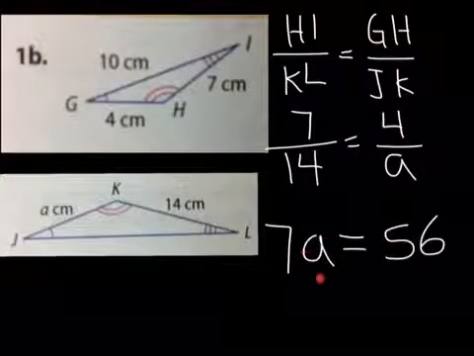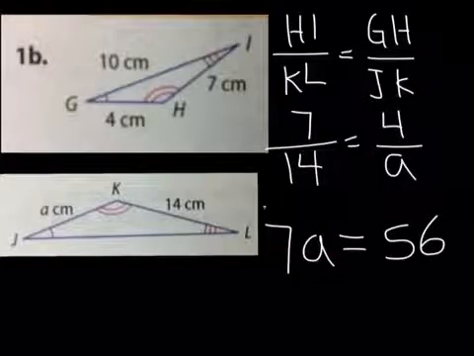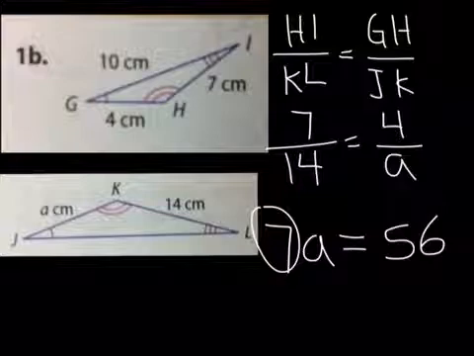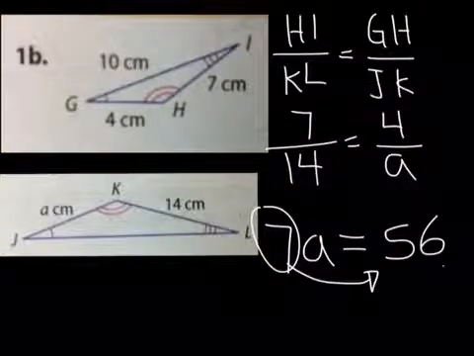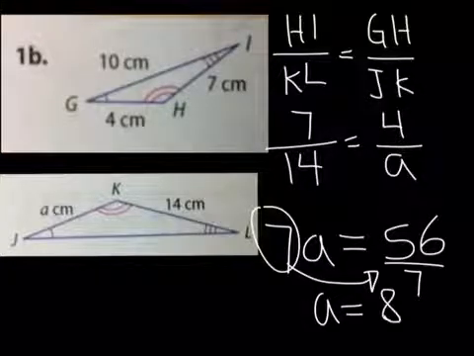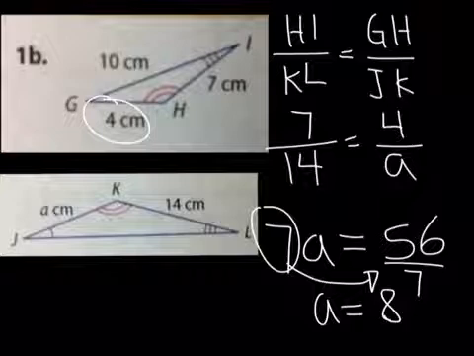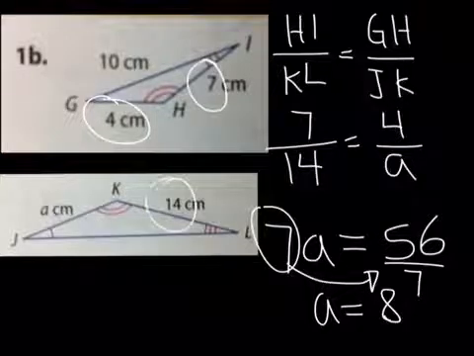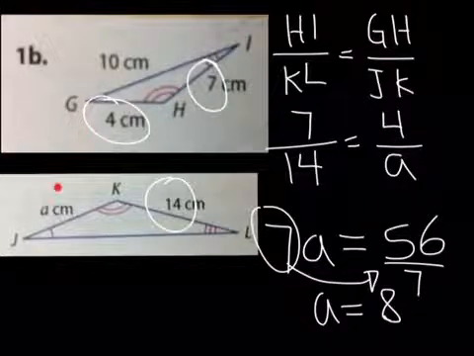And now I need to isolate the a. So I bring this 7 over to this side. Remember, on this side it's multiplication, so it'll be division on this side. Do the opposite, it's going to divide here, divided by 7. So now a equals 56 divided by 7, which equals 8. And we said that we had to double the 4 because we doubled the 7 to make it 14, so we double the 4 to make it 8.